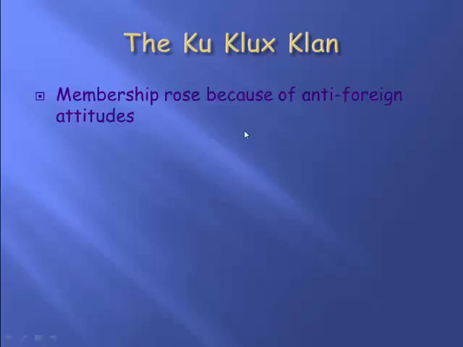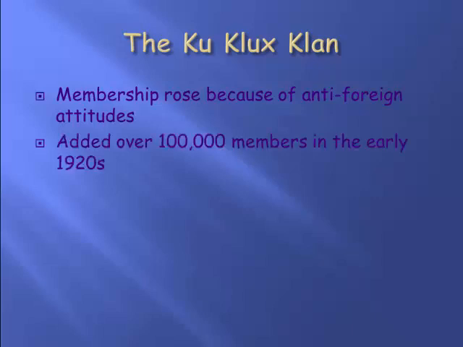This one's going to have a bite to it. But if we can understand the First Amendment, we understand that this group has the right to do this. So membership rose for the Klan in the 1920s. Why? They were afraid of foreigners. They were afraid of Asian immigrants who were coming in. They were afraid of those Roman Catholics that were coming in. They don't like black people. They don't like anybody who's not white and Protestant. So they added over 100,000 members to the actual Klan in the early 1920s, which is scary.